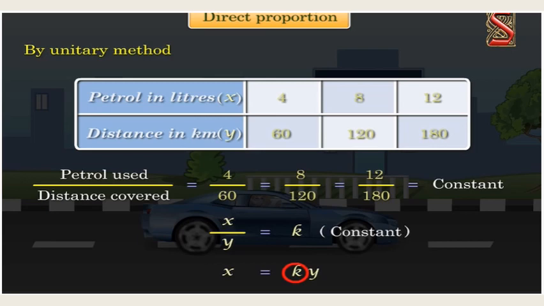We can also take the y value on the RHS. So y is here in division relation. If it shifts onto RHS, it becomes multiplication of y with the constant k. So y will become in multiplicative relation with the constant k. So therefore the equation becomes x is equal to k into y.